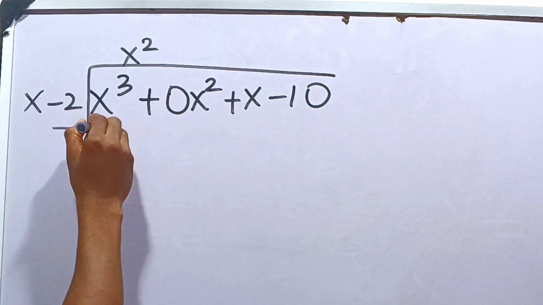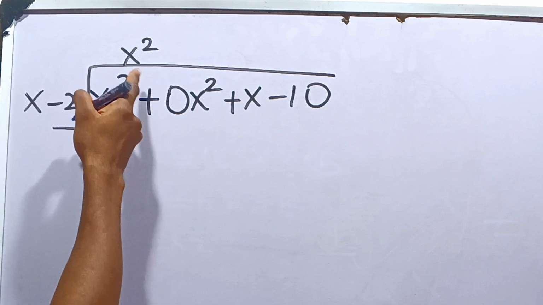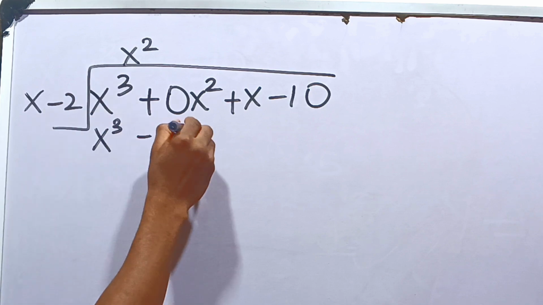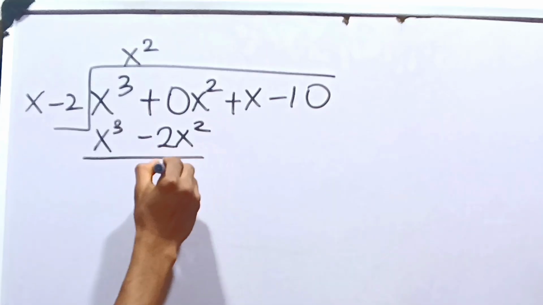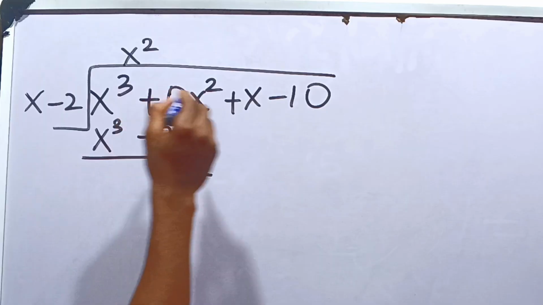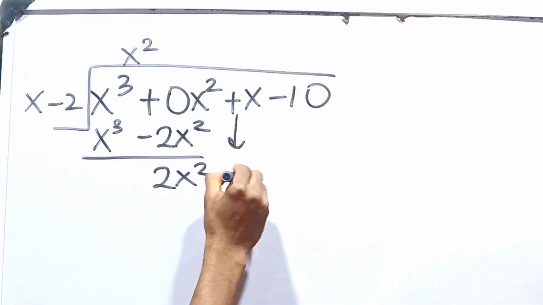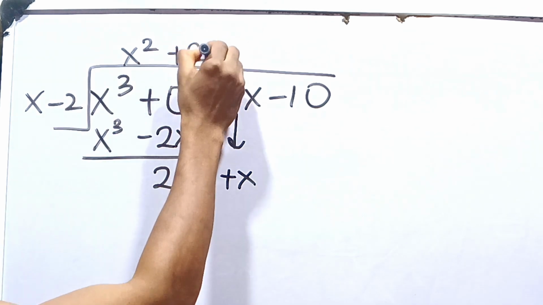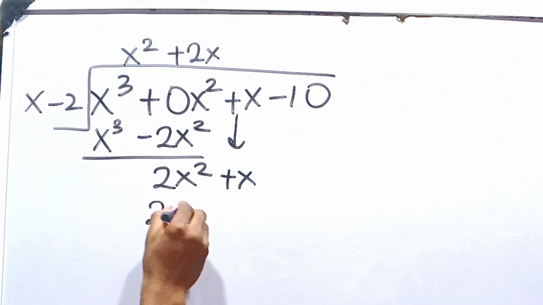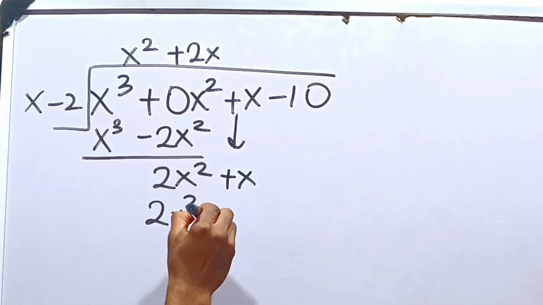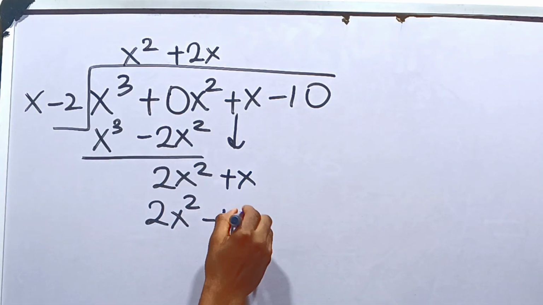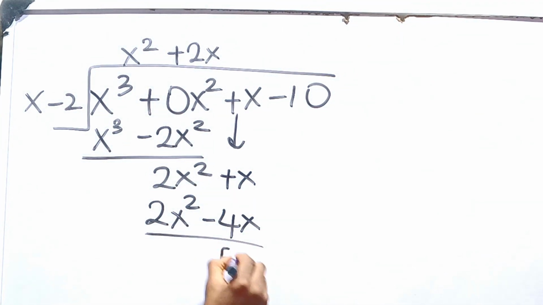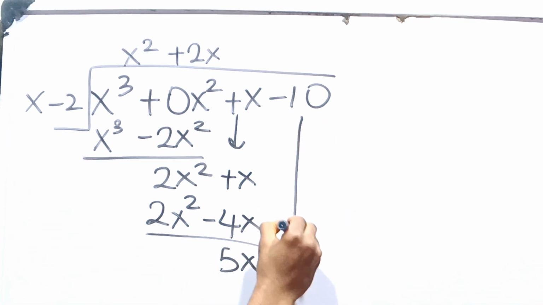x squared times x is x cubed. x squared times minus 2 is minus 2x squared. When you subtract, we have plus 2x squared. We bring down plus x. 2x squared divided by x is plus 2x. 2x times x is 2x squared. 2x times minus 2 is minus 4x. When we subtract again, we have plus 5x. We bring down negative 10.